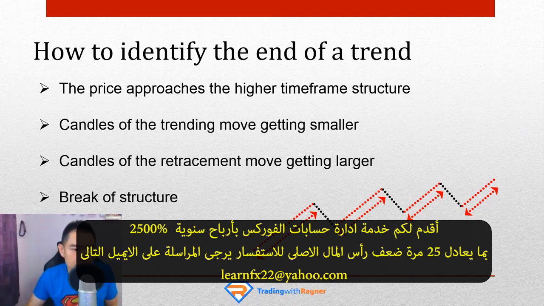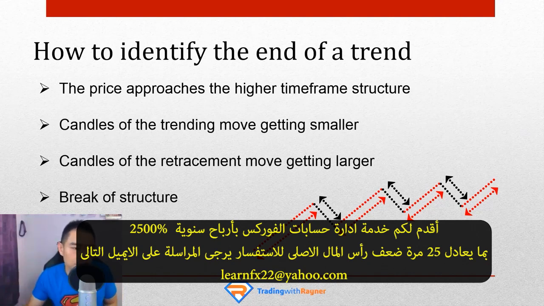Third thing, the candles of the retracement move are now getting larger. This is the retracement move, the smaller leg of a trend. This is the retracement move, and this is the retracement move. What you want to look for is for the candles of the retracement move to be getting larger, telling you that there's potential selling pressure coming in, and the size of the candles is getting larger and larger.